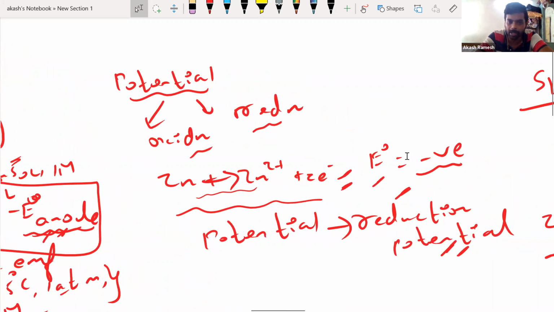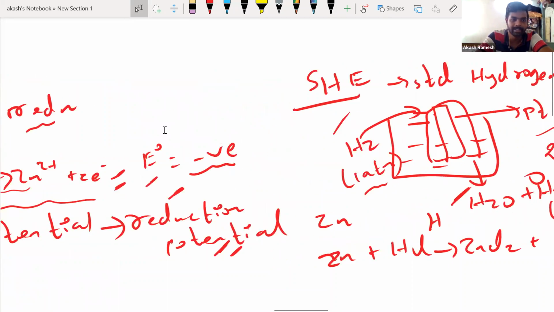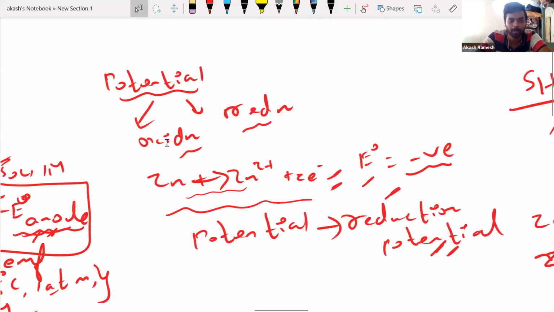So we'll come back to this. Why is it negative? Why is it positive? We'll come to that. Today I will explain why it is negative or positive for a particular element. But remember that when I say potential, we are going to speak only about reduction potential. Oxidation potential we will not take.